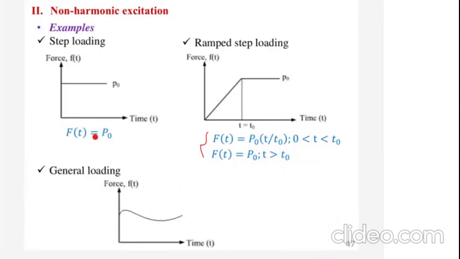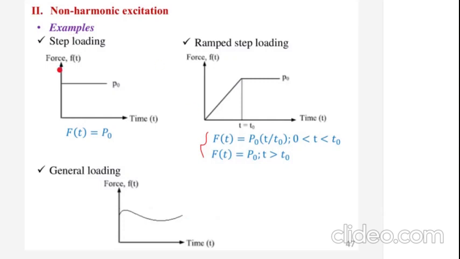For example, here F(t) is equal to P naught, which is constant. In this second case, F(t) is equal to P naught times T over T naught, increasing with a gradient between zero and T naught. Past T naught, the value of the force F remains constant. Now, you may have a general case, for example earthquake or impact loading, whereby we do not have an empirical or an analytical way of expression which can describe our motion.